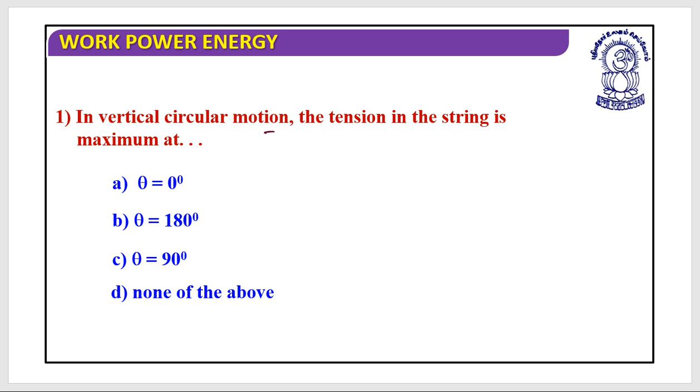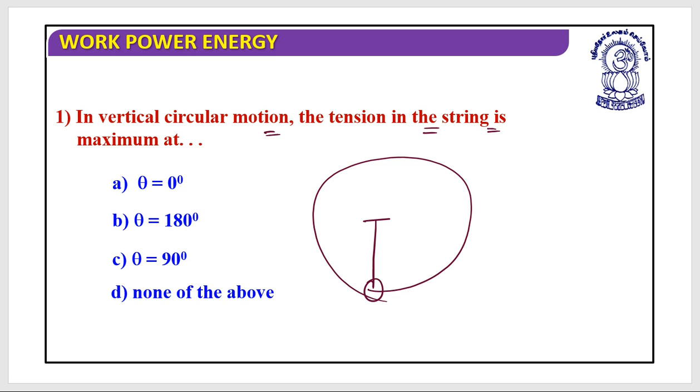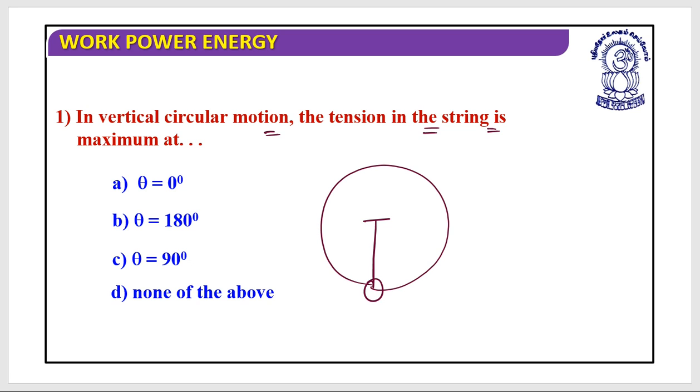It says that in vertical circular motion, the tension in the string is maximum at, yes, the situation is something like this. Let me read through this. So from here I have made an angle theta. This is the location where tension is maximum. So this is T, this is mv square by r, this is equal to mc. So theta is equal to 0 degrees when tension is maximum. Is it clear?